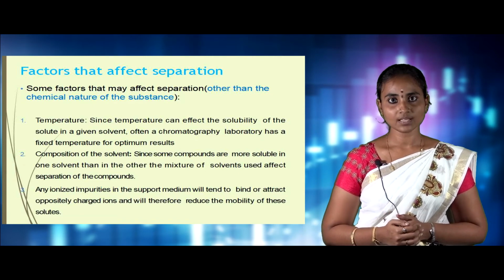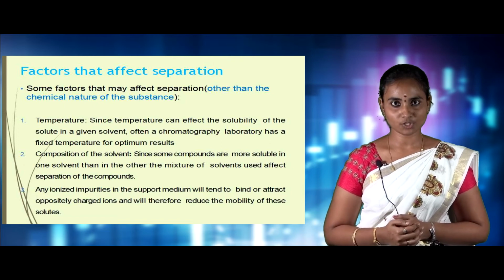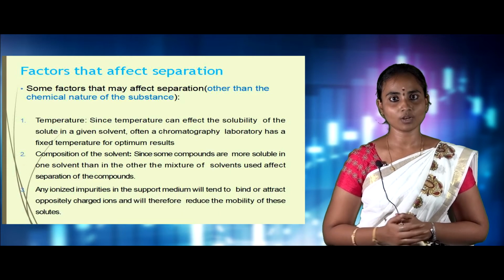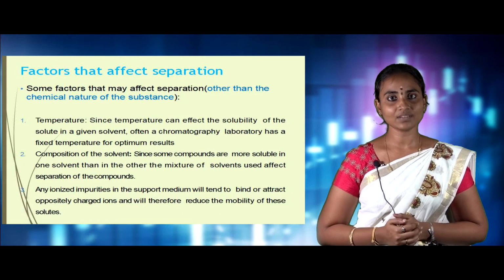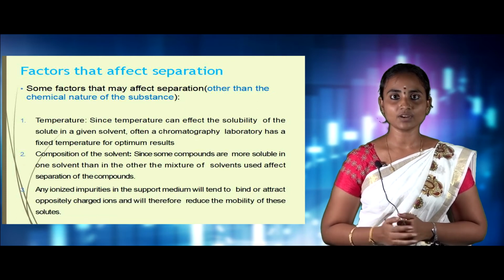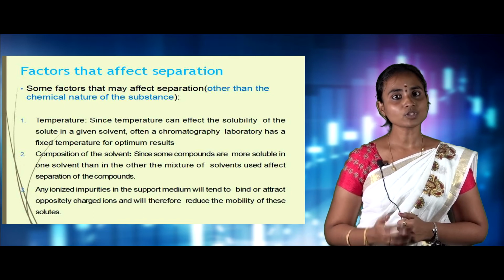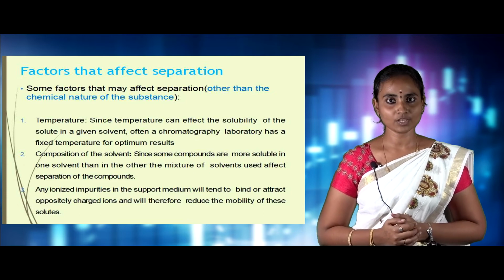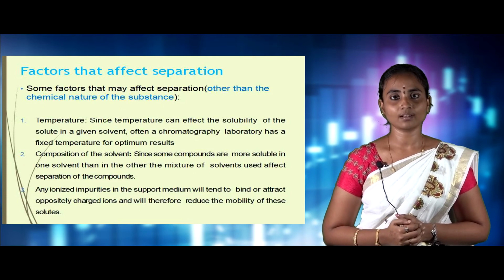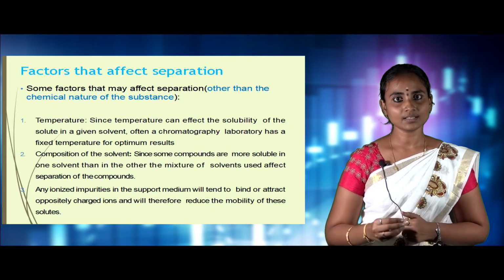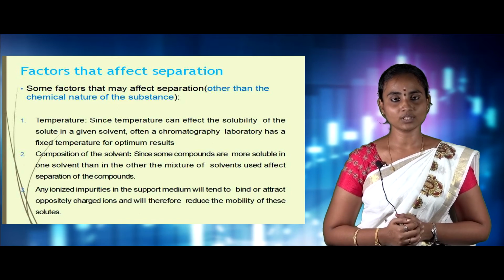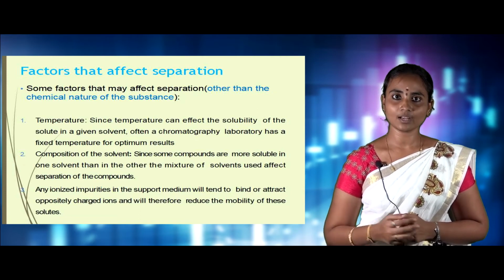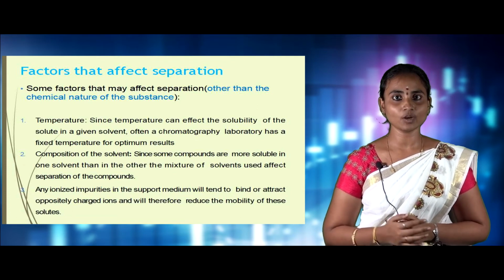There are certain factors that affect chromatography. Here are some of the factors that affect the separation other than the chemical nature of the substance. The first one is temperature. If the compounds are highly temperature-sensitive in solubility, a fixed temperature should be maintained for optimum results. The second one is the composition of solvents. Since most compounds solubilize in one of the solvents, the combination of different solvents should be chosen correctly. And then, any ionized impurities found on the supporting medium will bind to compounds carrying oppositely charged ions. Therefore, this reduces the mobility of the compounds, which are retained on the stationary phase.